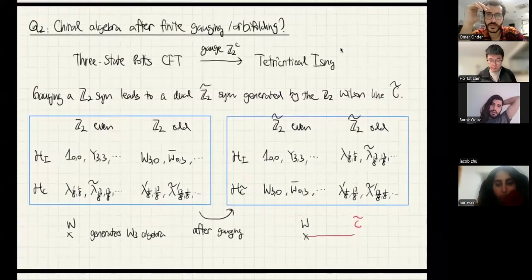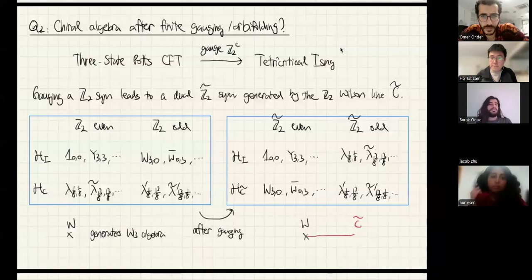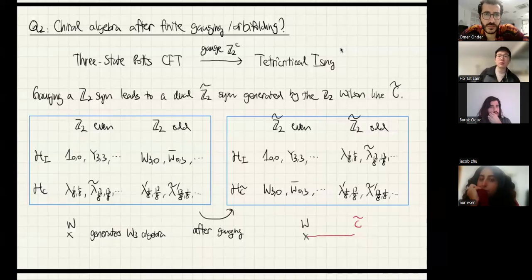Can I ask something about this part? Does this care about whether the group we are gauging is non-abelian or not? Because when we gauge a non-abelian group, we may get non-invertible symmetries. Does this change anything about your conclusions? That's a good thing. So that's a good question.